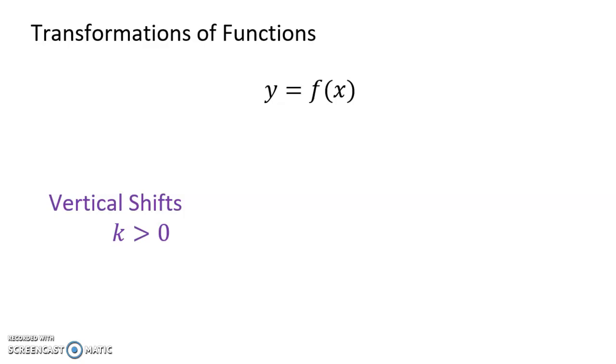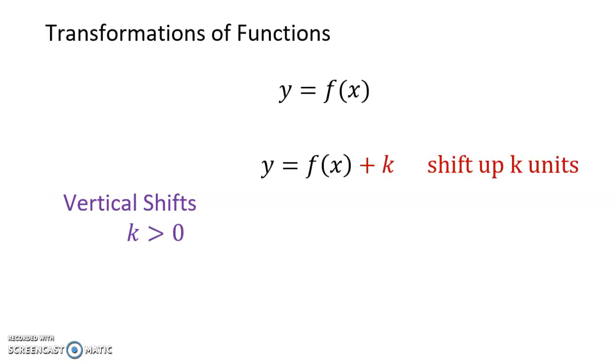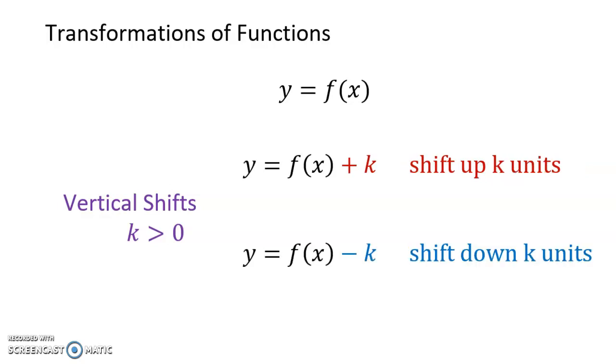Let's assume there's a positive number k. If you add the number k to the whole function of f of x, then you are shifting the graph of f of x k units up. Similarly, if you subtract k from the whole function of f of x, then you are shifting the graph of f of x k units down.